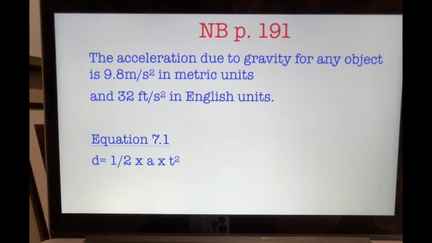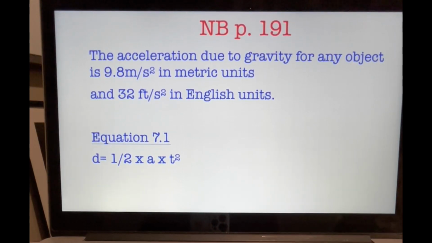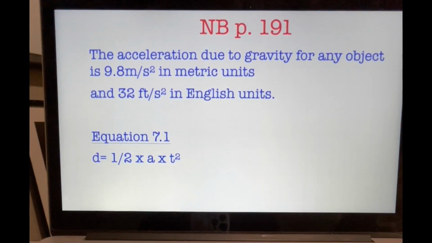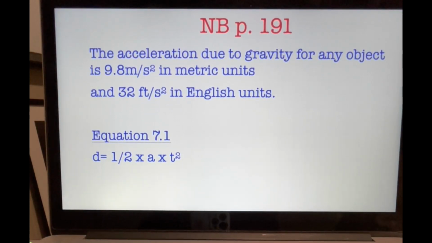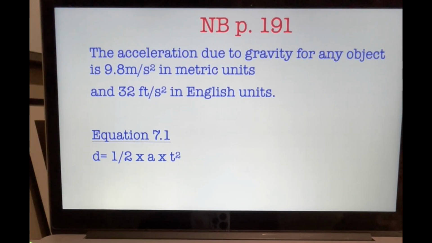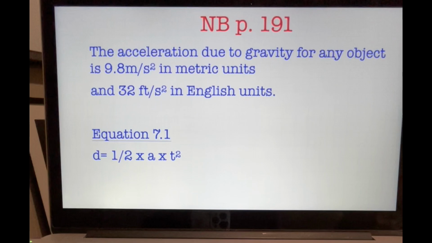Well, now that we know all objects accelerate equally under the influence of gravity, we need to know what that acceleration is. Near the surface of the earth, the acceleration due to gravity is 9.8 meters per second squared. In English units, that turns out to be 32 feet per second squared. These are numbers that you just have to memorize.